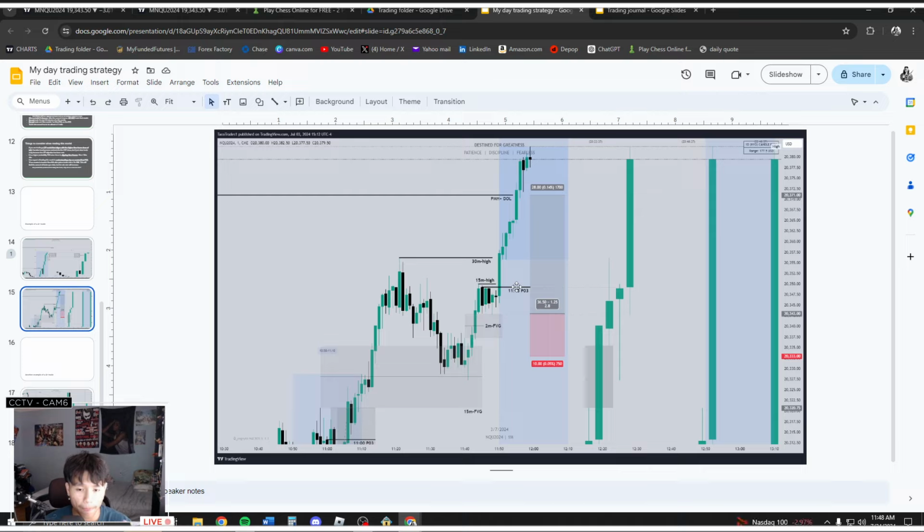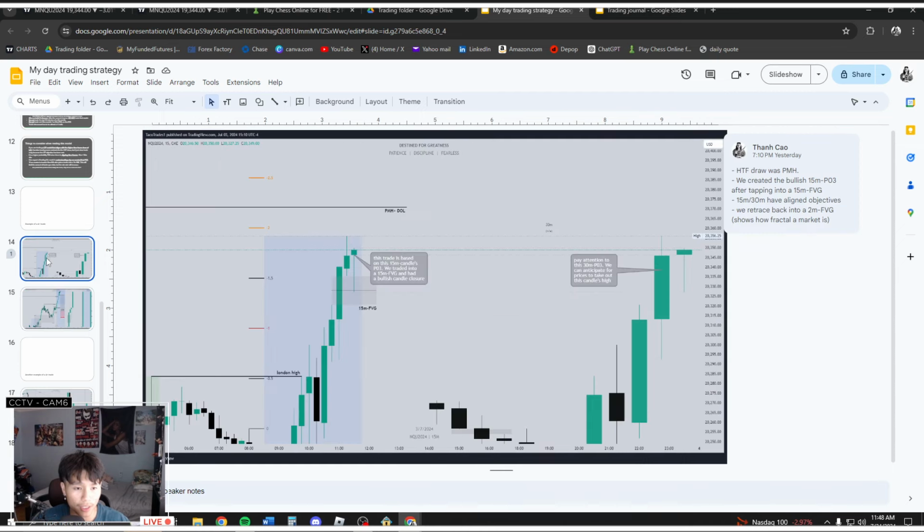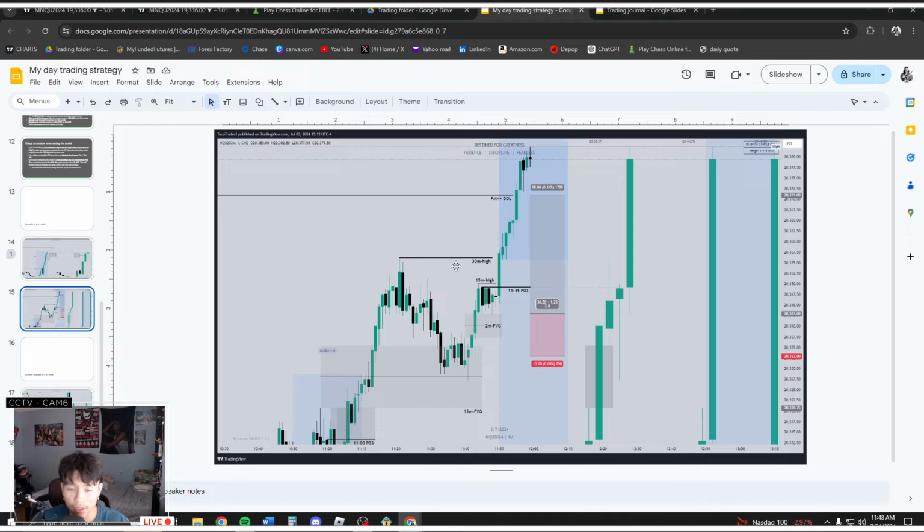But if you apply that to every other time frame, it works the same way because price is fractal. Like I said, in this example here, this is the higher time frame, but we're doing the same thing. We're rebalancing a fair value gap to continue higher, and this is on the 15-minute time frame. It occurs on the 1-minute time frame as well.